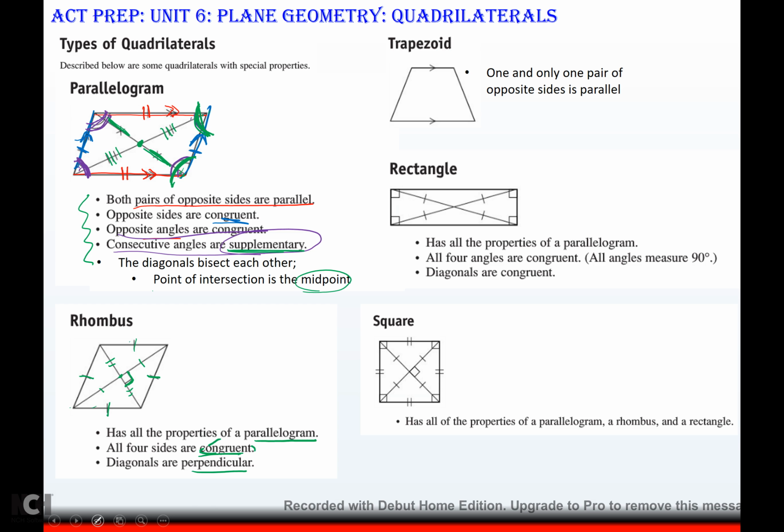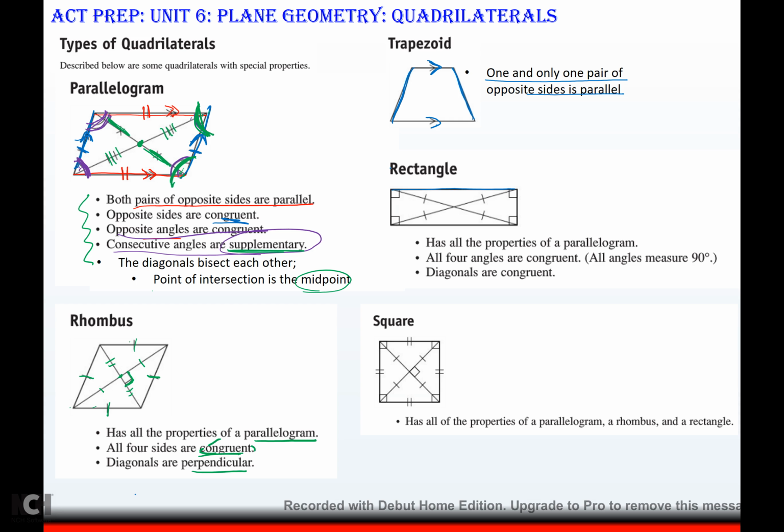Okay, a trapezoid has one and only one pair of opposite sides that are parallel. So see how these 2 sides are parallel, but these 2 sides are not. They're going at different angles. So a trapezoid just has one pair of parallel sides, and they're not congruent.